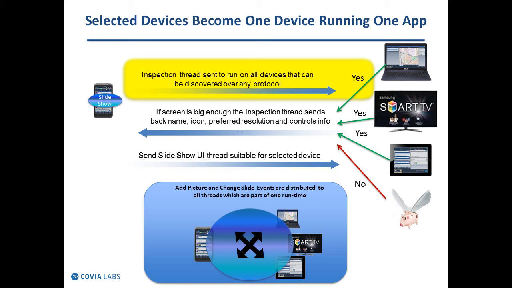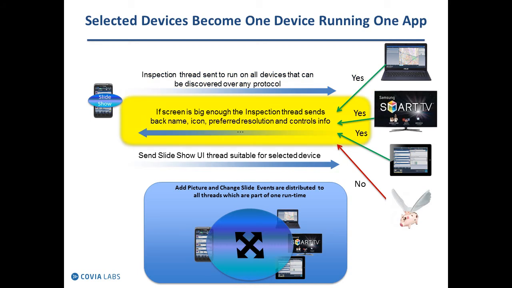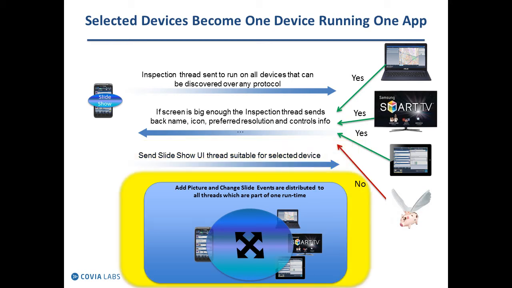If the device has a display that's suitable for the slideshow to use, it sends back the device name, icon, and preferred resolution. This information is used to put up a list of compatible devices on the phone screen. After I selected each device from the list, a slideshow UI thread is set to run on each device. When I selected a picture on any device, the application generates an Add Picture event, which is automatically synchronized across all the threads running on all the devices.